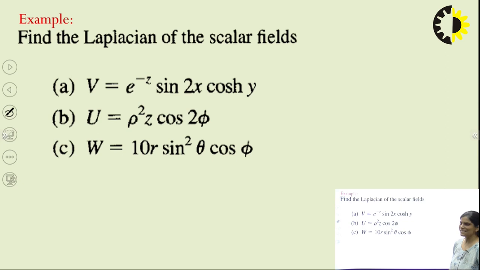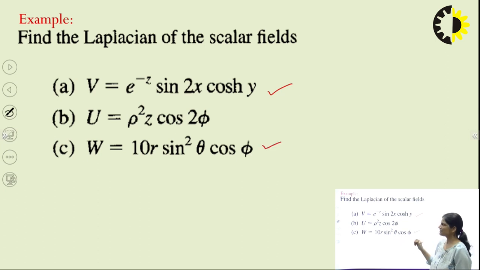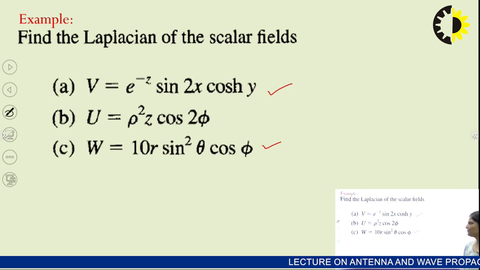Now, let us take an example: find the Laplacian of a scalar field. First is V is equal to e to the power minus z sine 2x cos hyperbolic y, u is equal to rho square z cos 2 phi, and the third one is W is equal to 10 r sine square theta cos phi. These are three parts; you have to find the Laplacian of these scalar fields.